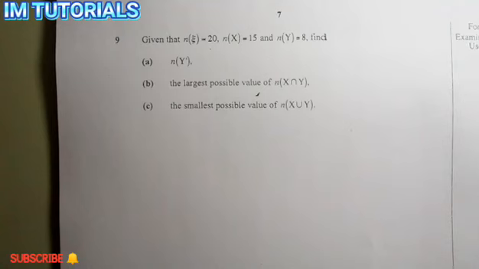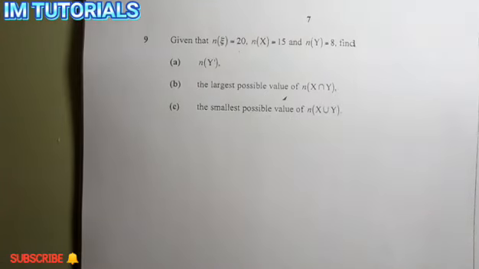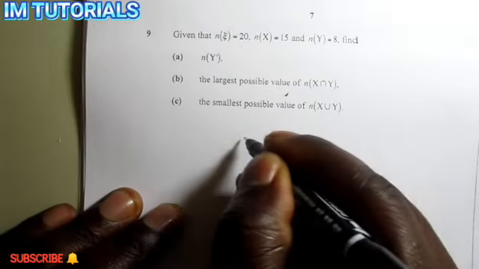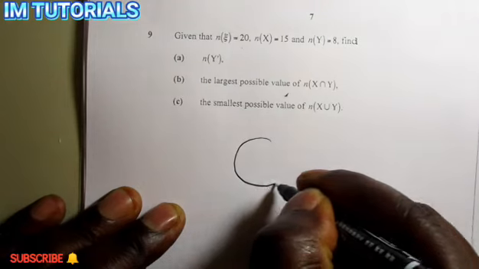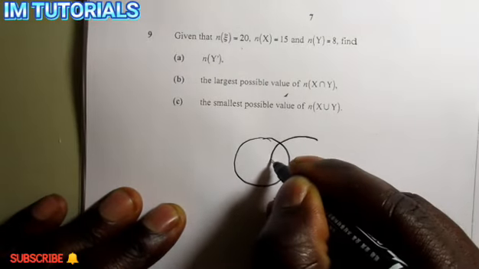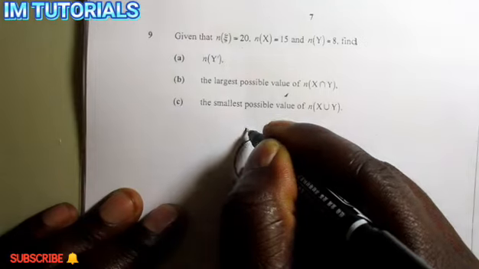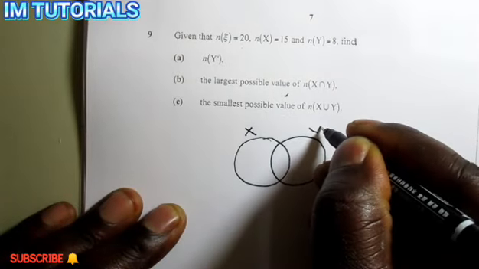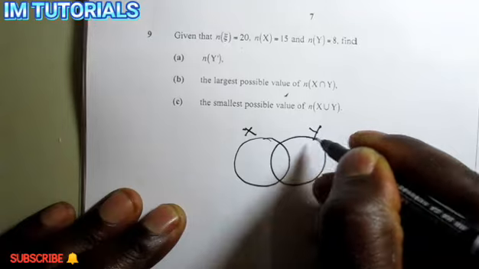Right, question number 9 is in line with the topic of sets. We are given that the number of universal elements is equal to 20, the number of terms in x is equal to 15, and the number of terms in y is equal to 8. Find y complement. We need to start by drawing a Venn diagram. We are going to have 2 circles intersecting each other like this, where this circle is represented by x, and this circle by y.